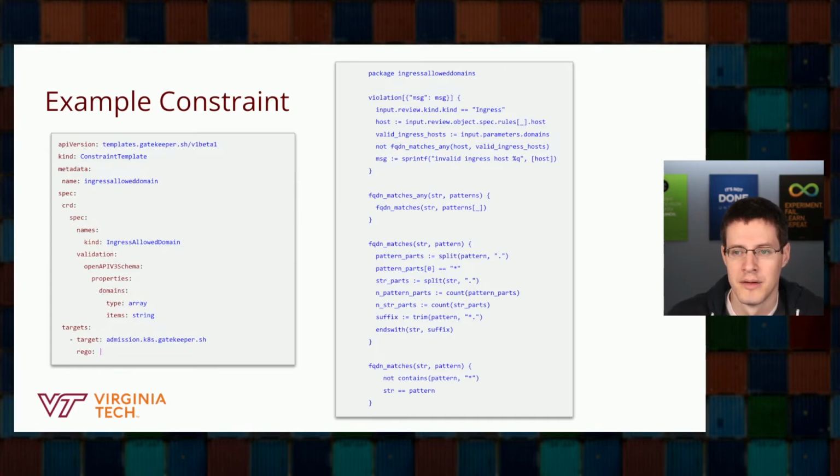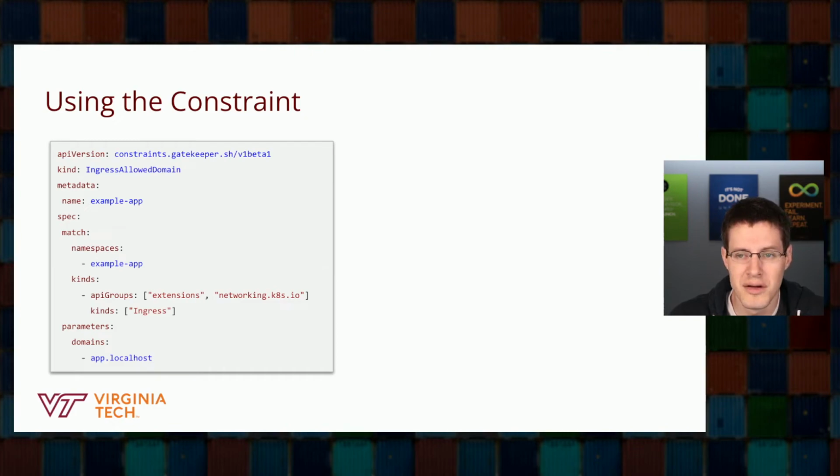Okay. So once I've defined that constraint template, then I can actually create the constraint itself. And in this example, I'm going to say the example app namespace is allowed to use the app.localhost domain. And that's pretty much how it works. That provides the input parameters to the Rego engine, and allows us to evaluate whether this new ingress object is allowed to be defined.